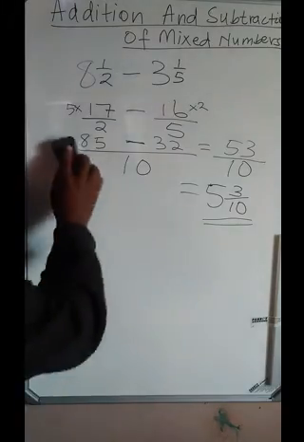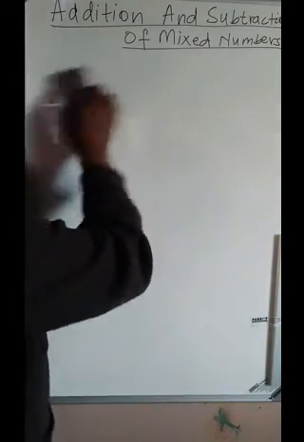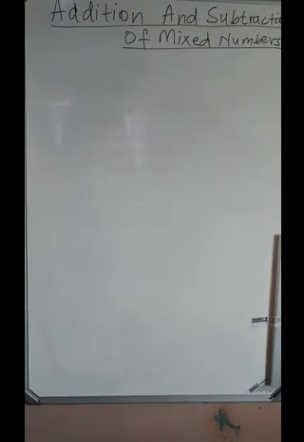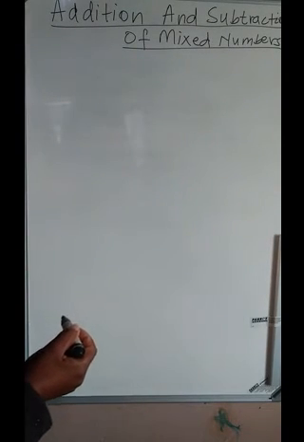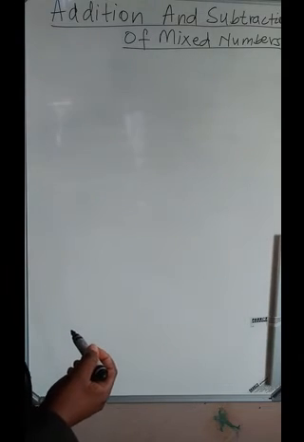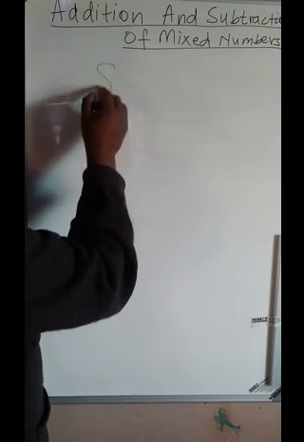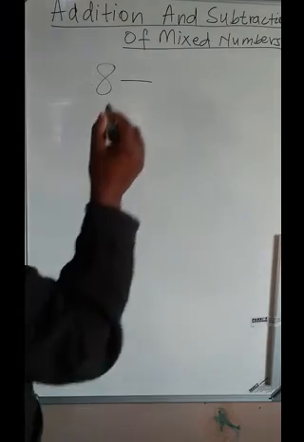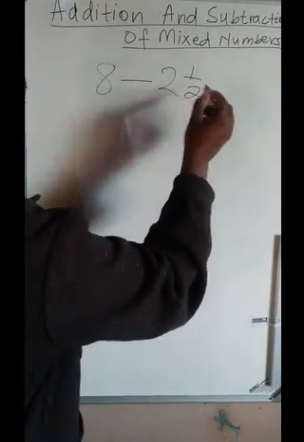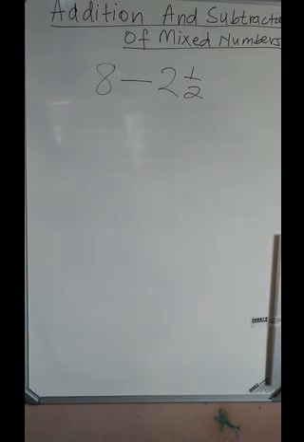So sometimes you find the time you have to subtract a mixed number and a whole number. For an example, if you are supposed to subtract 2 1/2 from 8, how do you do that? So every number is over 1.